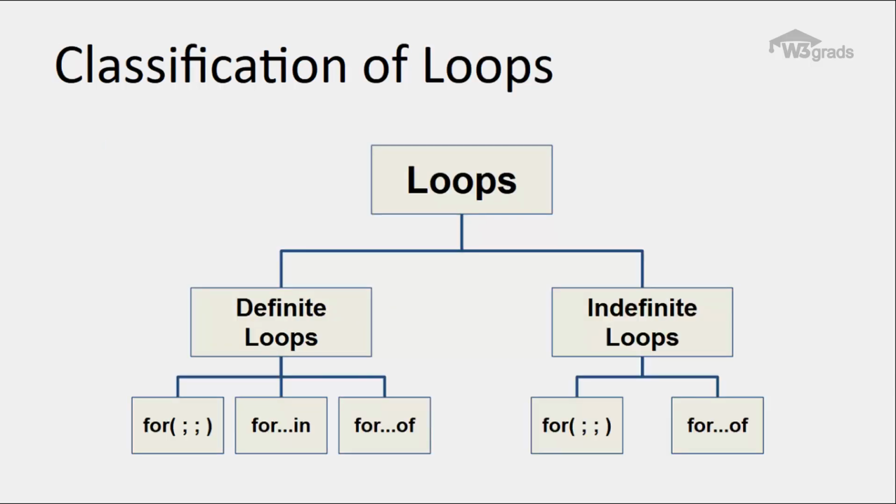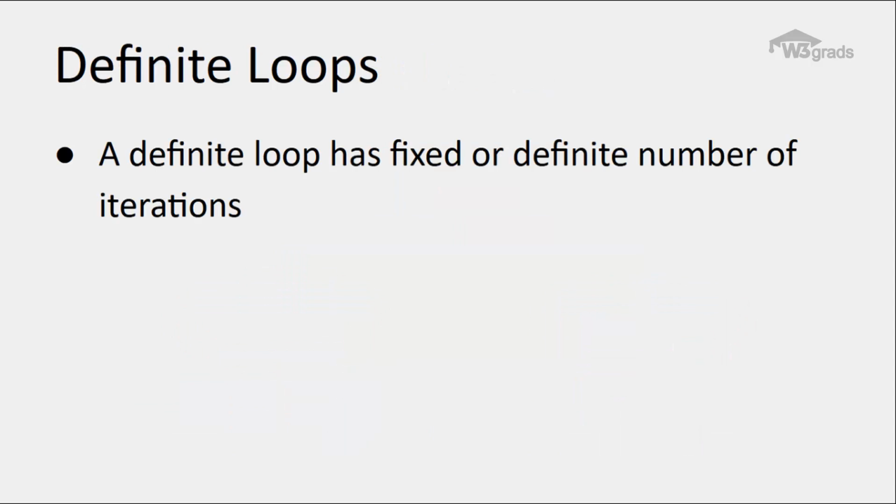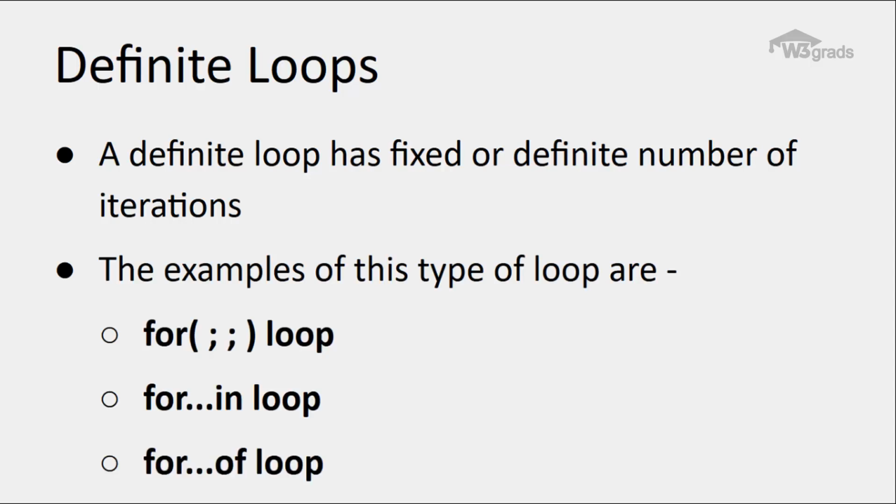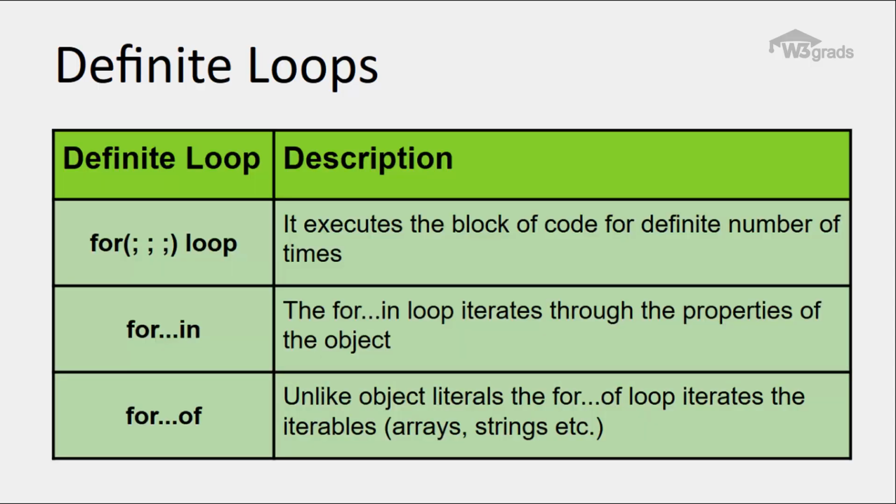The image shows the classification of loops in ES6. The loops are classified into two categories, which are definite and indefinite. A definite loop has a fixed or definite number of iterations. The examples of this type of loop are for loop, for in loop, and for of loop. The table shows the three loops.